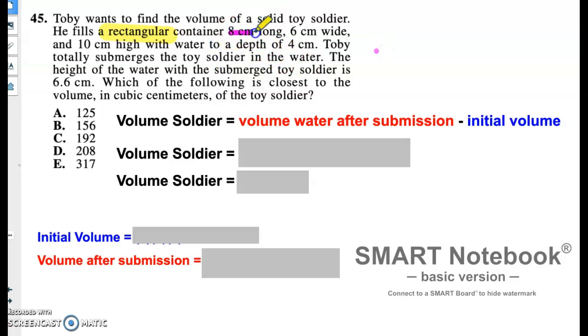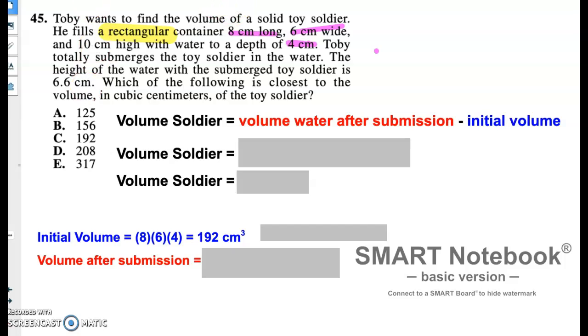Initial volume, it was 8 centimeters long, 6 centimeters wide, and he filled it up to a depth of 4 centimeters. So volume we know is length times width times height. Initial volume was 8 times 6 times 4 to get 192 centimeters cubed.